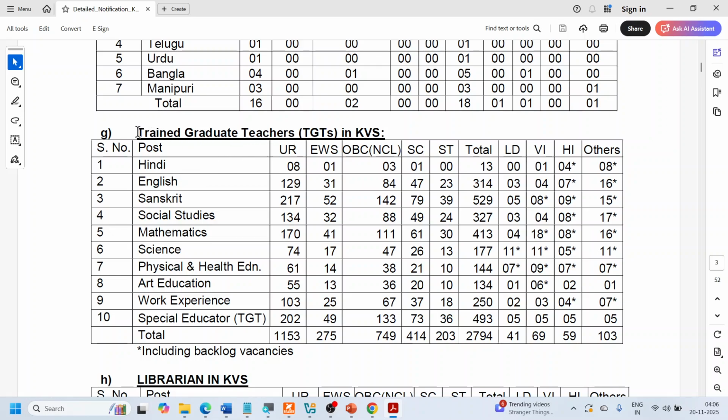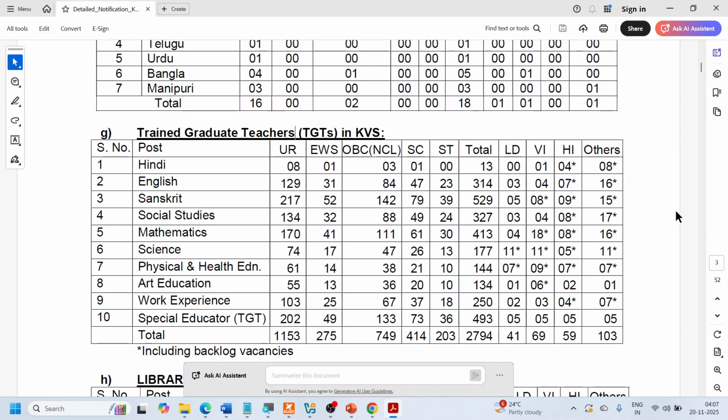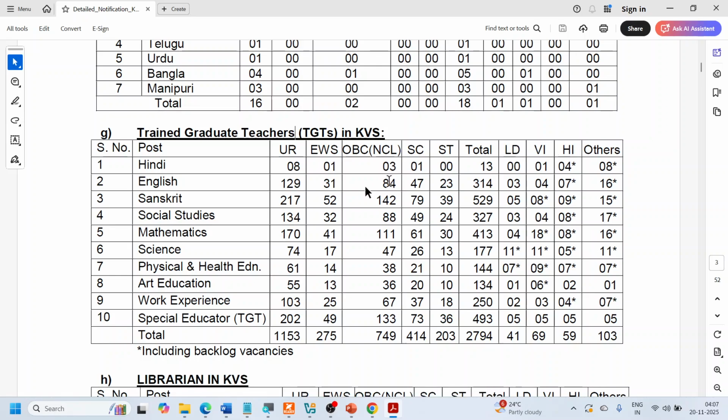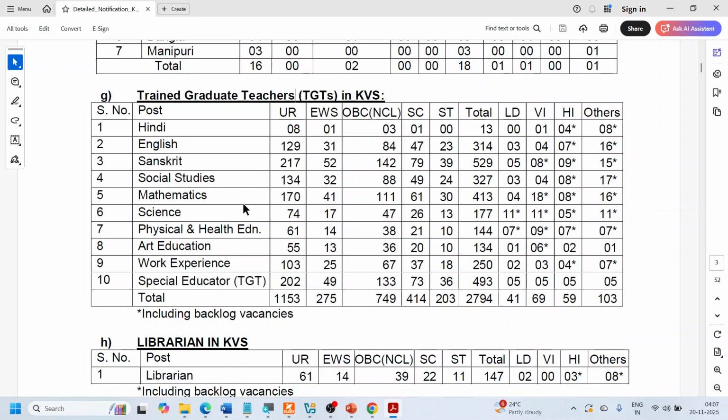The next one you have here is the primary teacher, that is TGT posts. For TGT, you know very well, science and maths subjects are there. BSc students can apply for science and maths. You have mathematics 413. This is for teachers, notice, and then for science you have 177 available. The star indicates the backlogs, and you know very well that physically challenged backlogs will not be converted into general unreserved posts.